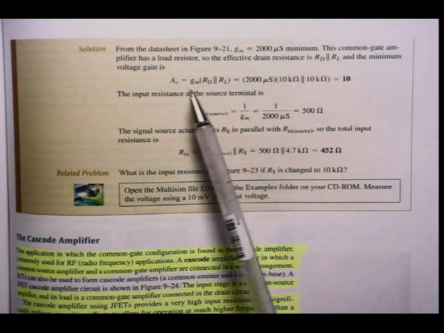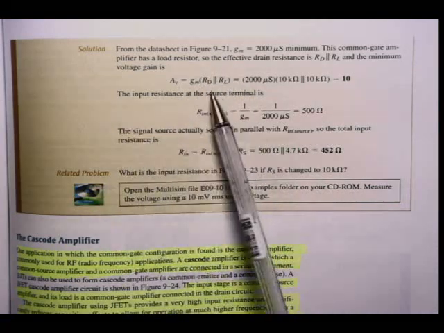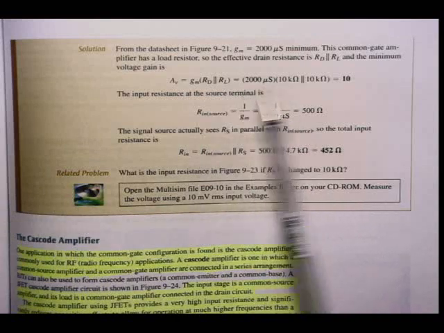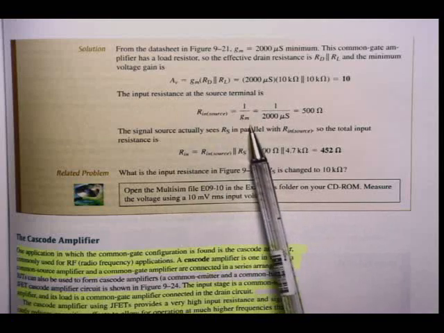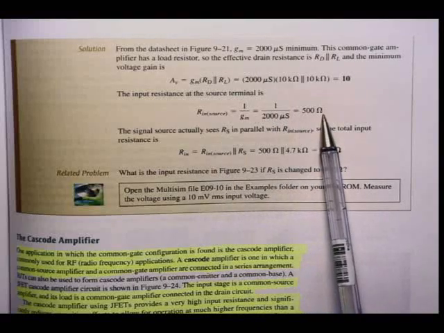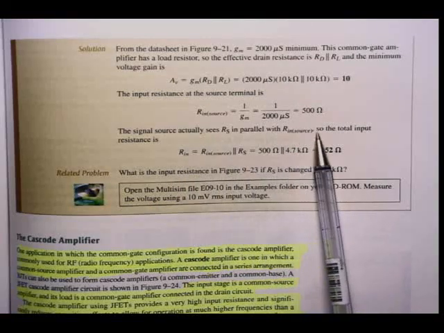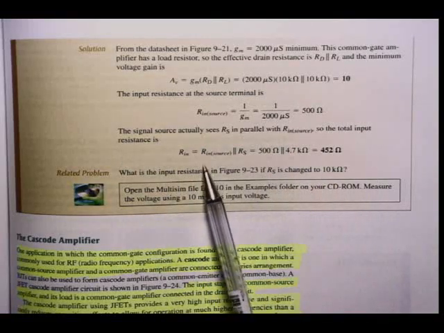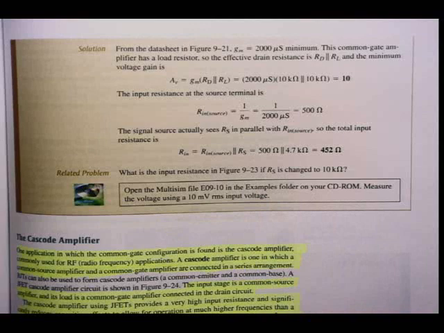So, voltage gain then is gm times that resistance rd, rd in parallel with RL, and the answer there, the voltage gain is then 10. Input resistance, as we've seen, is 1 over gm, 1 over the 2000 microsiemens that I found from the data sheet, which gives me a value of 500 ohms. Then the signal source actually sees RS in parallel with Rin at the source, so the total resistance is then Rin source in parallel with RS, 500 in parallel with RS, 400 ohms in this specific case.